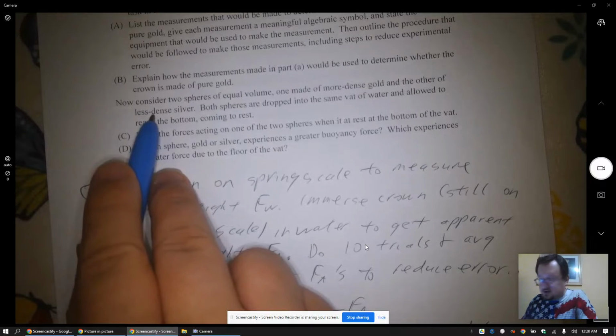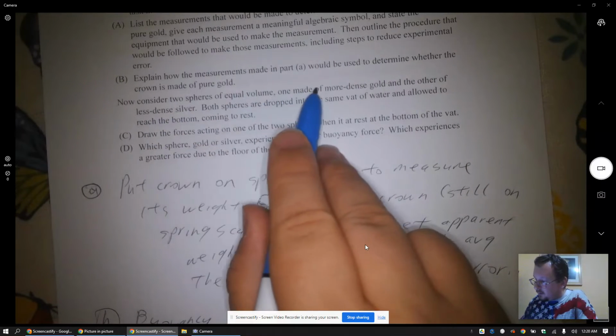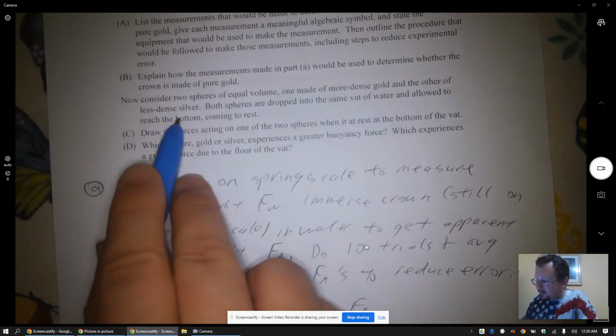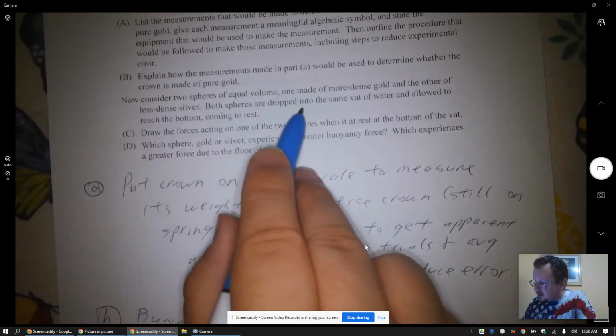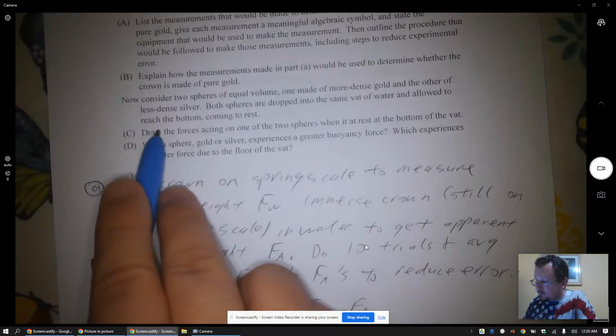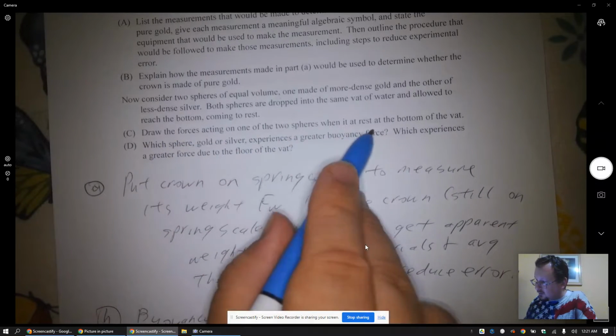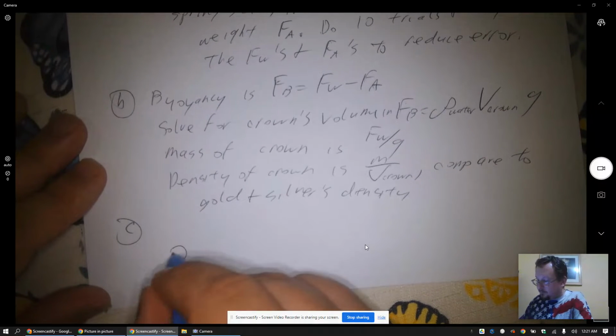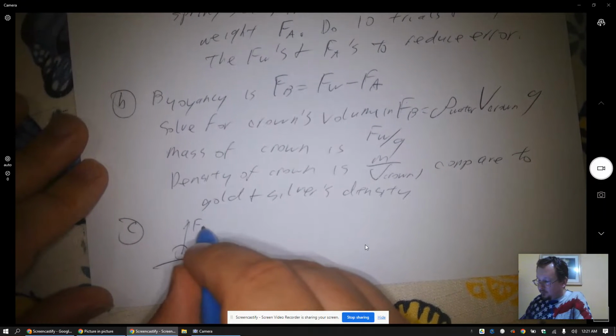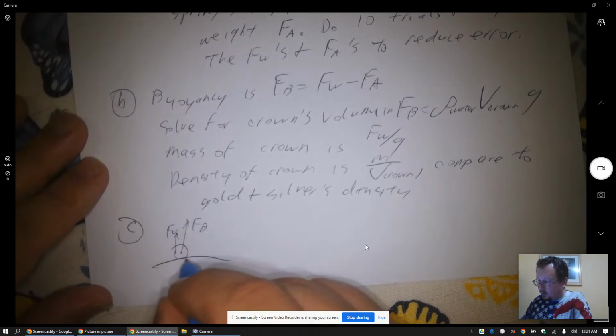Oh, new situation. Now consider two spheres of equal volume, one made of more dense gold and the other made of less dense silver. Both spheres are dropped into the same vat of water and allowed to reach the bottom, coming to rest. Draw the forces acting on one of the two spheres when it is at rest at the bottom of the vat. Well then, at rest at the bottom, it would have a force buoyancy, a force normal, and these two together would equal the force weight.